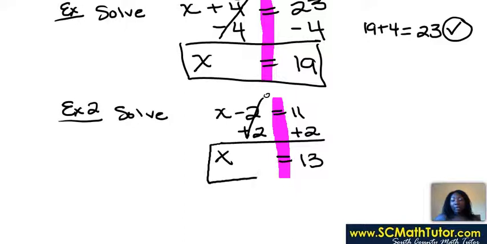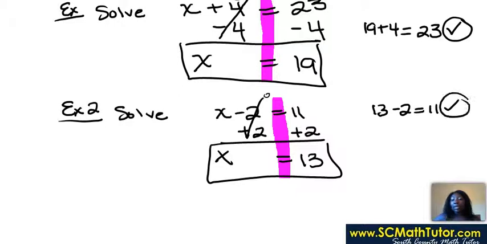And that's it. Again, you can check your work. That's 13 minus 2 equal 11. Yes, so you are correct.